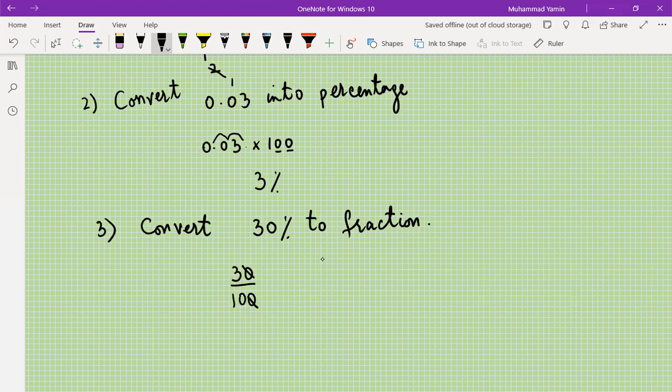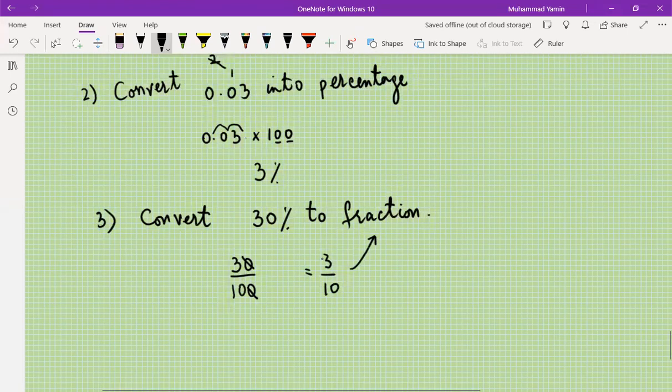And in the calculation, we can see that we are just removing a 0. So finally, the answer will be 3 upon 10 as a fraction.